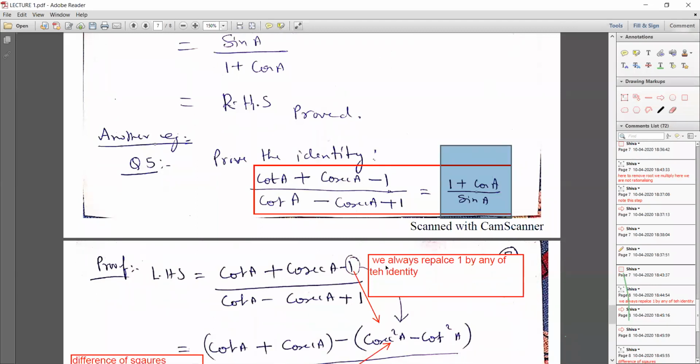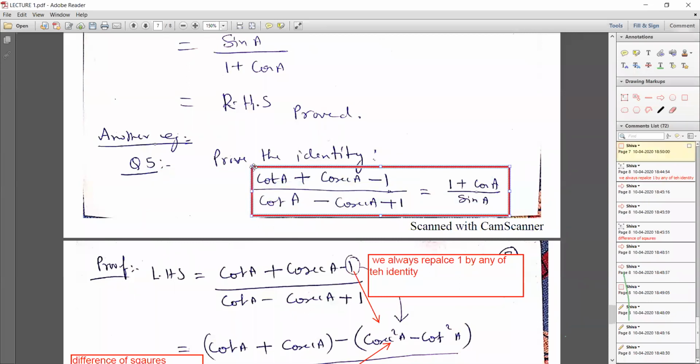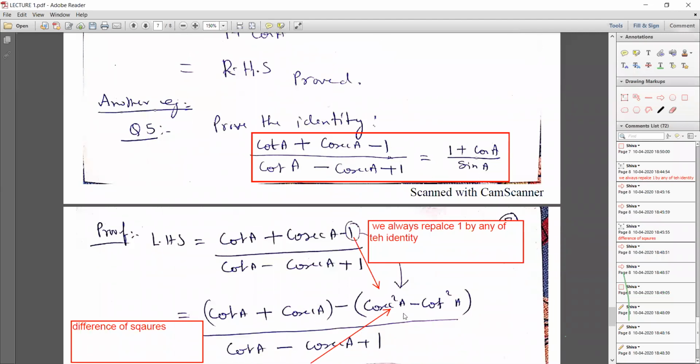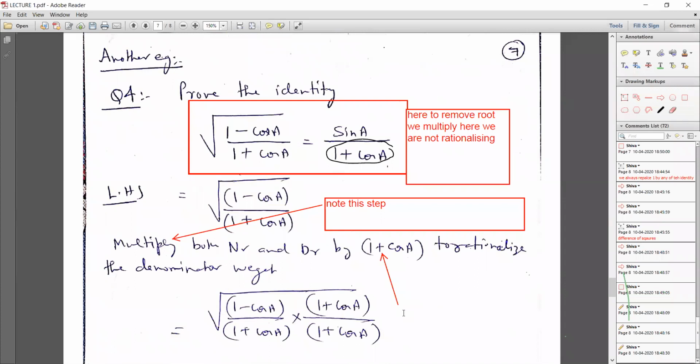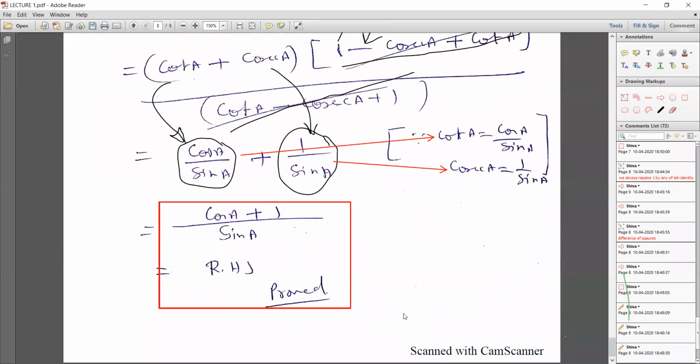So wherever 1 is coming, if the same sum would have been given, like in question number 5, I have written cot A plus cosec A minus 1. The sum can be given in this form also: tan A plus sec A minus 1. So in that type of sum also, in place of 1, we can make use of the identity. What is the identity? Sec square A minus tan square A. So I have taught you these 5 examples related to the proving of trigonometrical identities.